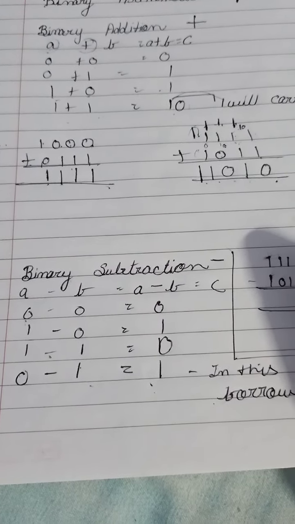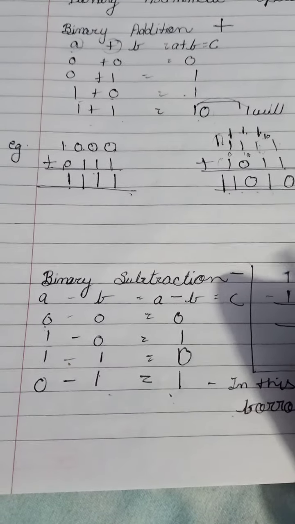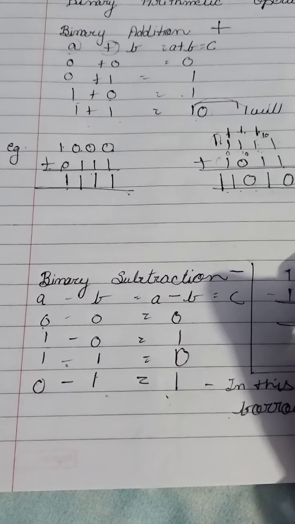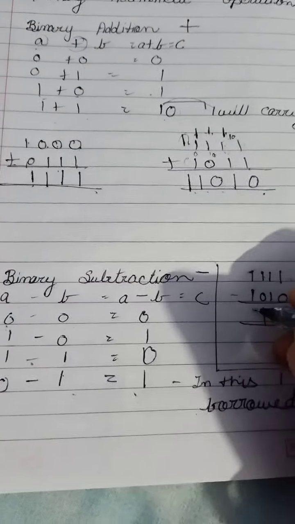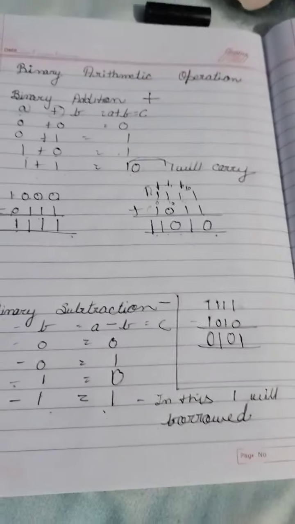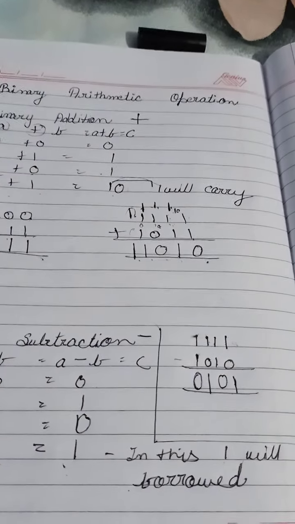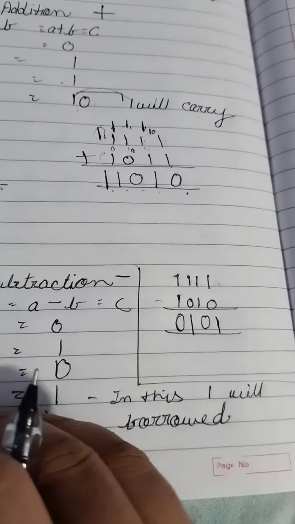Take an example. 1 minus 0, 1 minus 0 means 1. 1 minus 1 means 0. 1 minus 0 means again 1, and 1 minus 1 means 0. Okay. We can take another example. In this, we will perform the borrow function in binary subtraction.